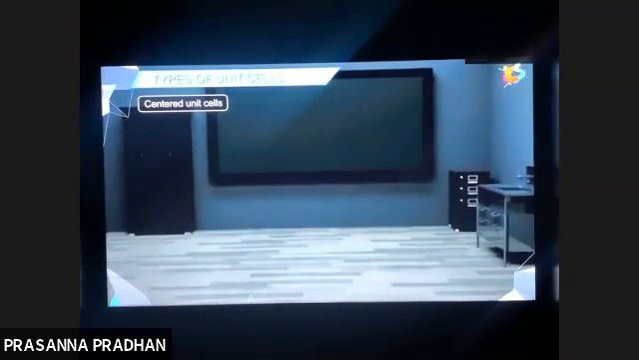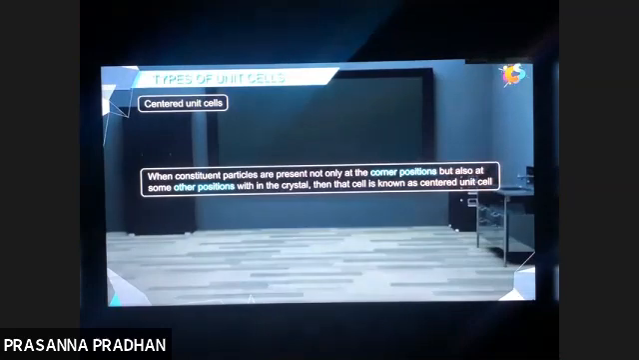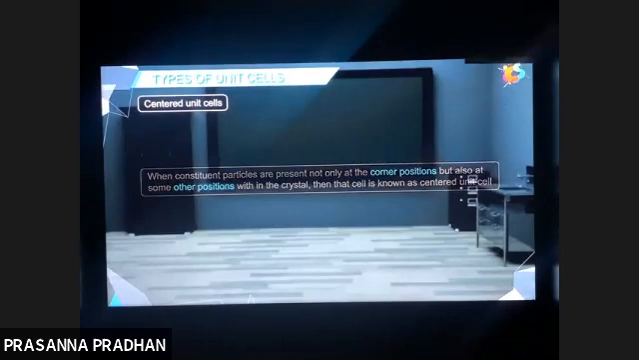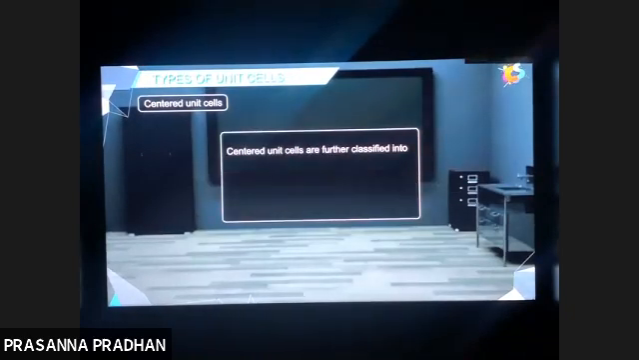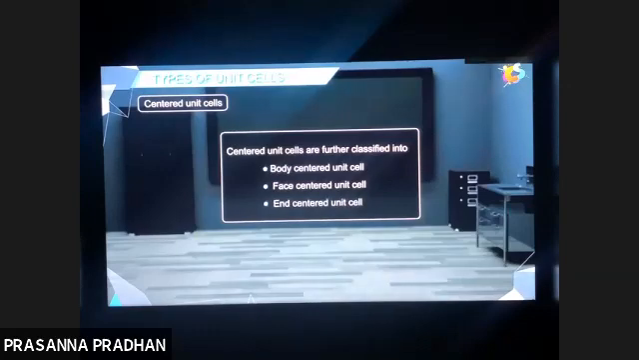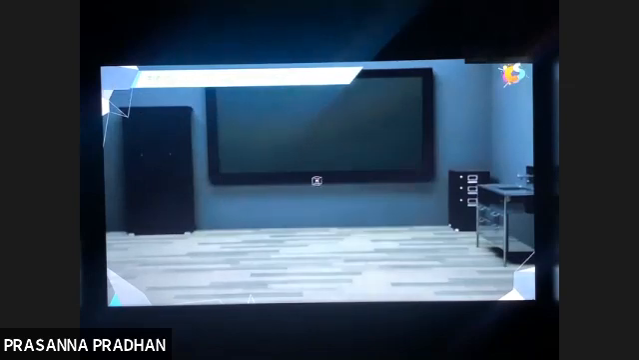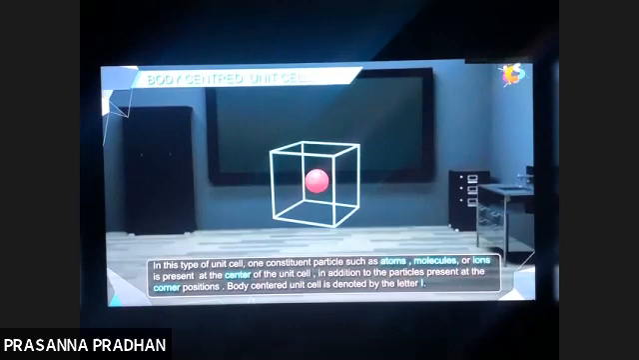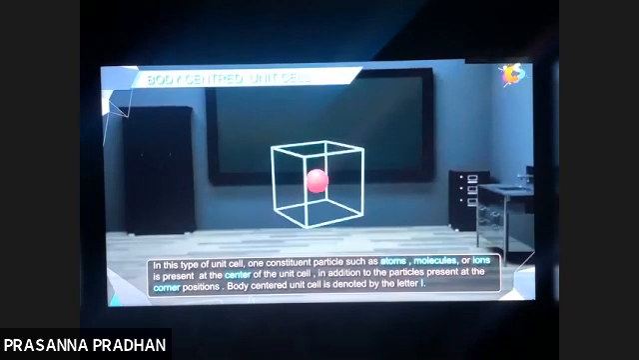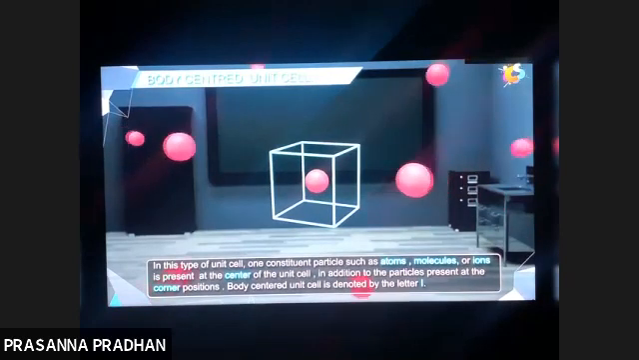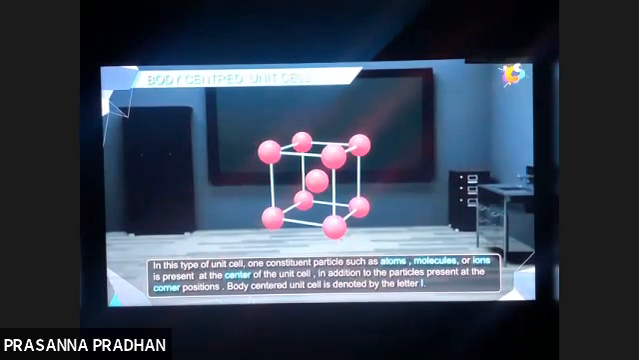Centered unit cells. When constituent particles are present not only at the corner positions, but also at some other positions within the crystal, then the cell is known as centered unit cell. It's non-primitive also. Centered unit cells are further classified into body-centered unit cell, face-centered unit cell, end-centered unit cell. Body-centered unit cell: देखो, in this type of unit cell, one constituent particle, such as atoms, molecules, or ions, is present at the center of the unit cell, in addition to the particles present at the corner positions. Body-centered unit cell is denoted by the letter I.